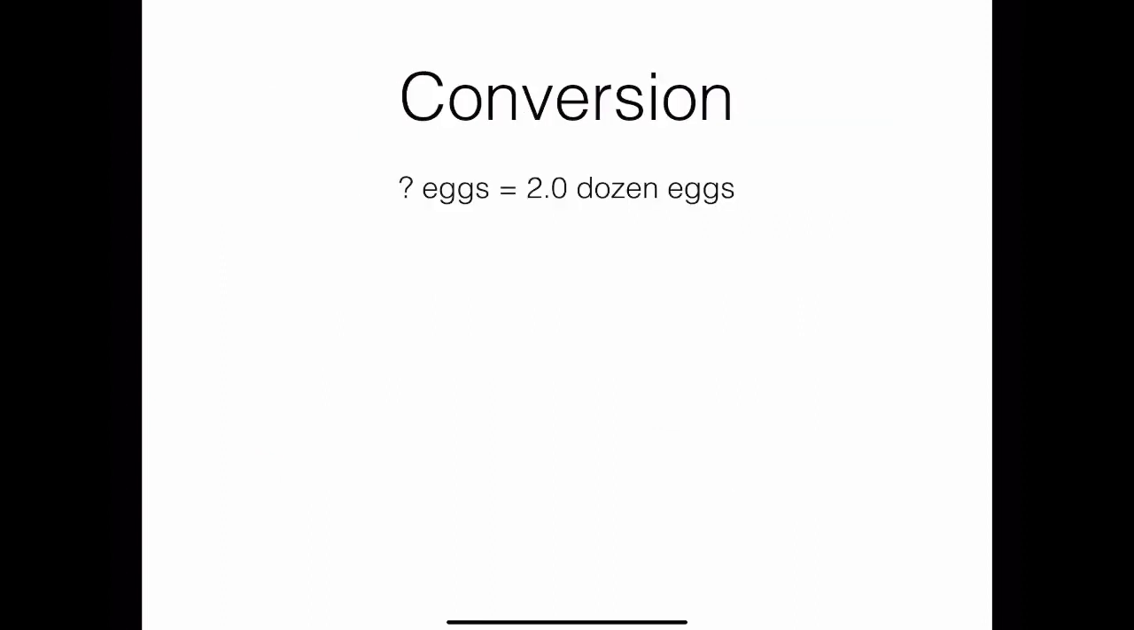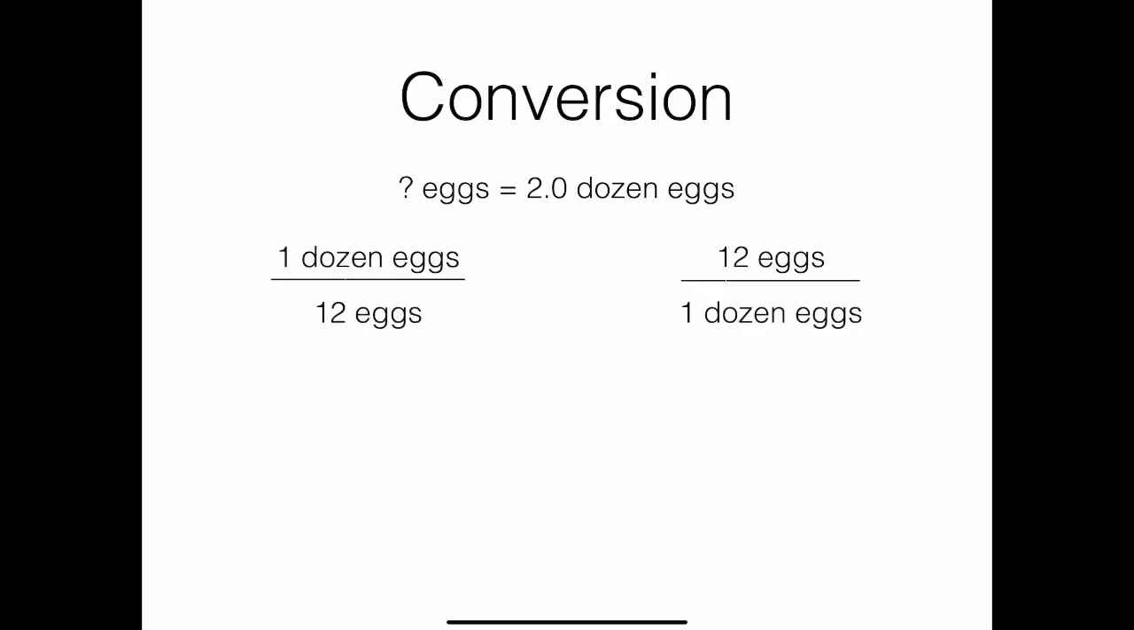For example, if I want to calculate the number of eggs in 2 dozen eggs, you could probably use your experience and background to tell you that 2 dozen eggs has 24 eggs. But let's check our method using that experience. So I have 2 available conversion factors that come from my 1 equivalent statement that I know is 1 dozen equals 12 eggs.